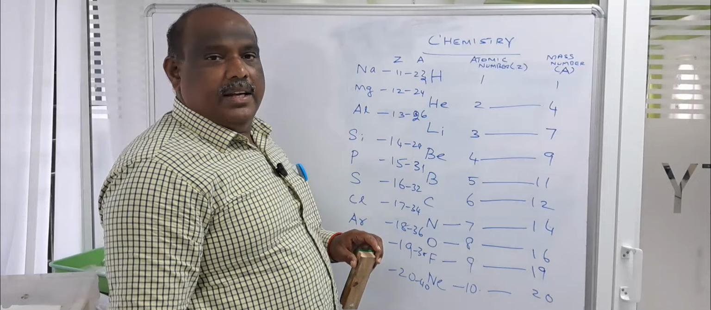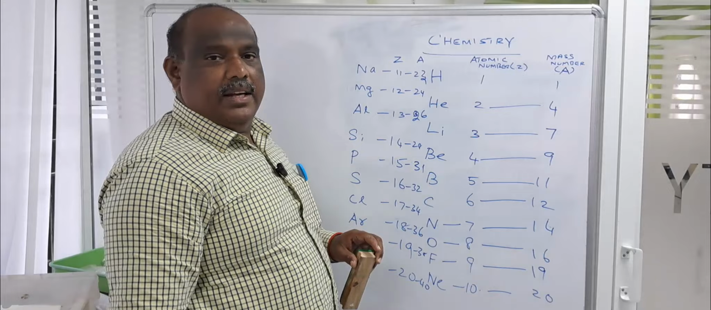So the 11th will be sodium, magnesium. If you want, I can write here: sodium, magnesium, aluminium, silicon, phosphorus, sulfur, chlorine, argon, then potassium and calcium. So I have written the elements in increasing atomic number from element number 1 to 20. Still there are many elements. As I told, there are 118 elements.